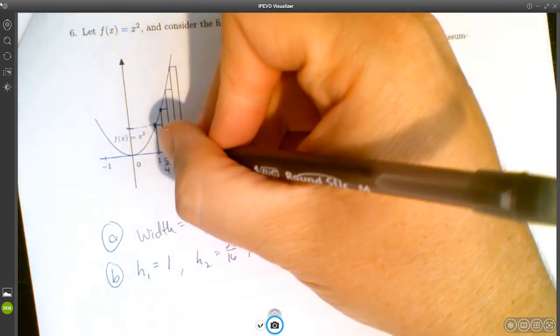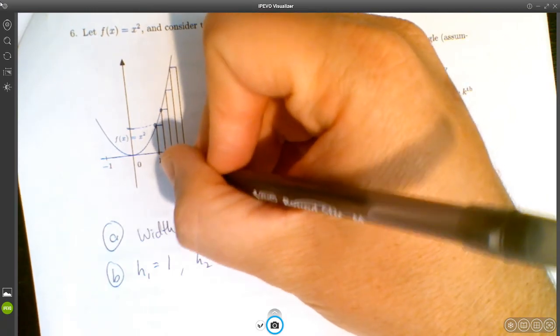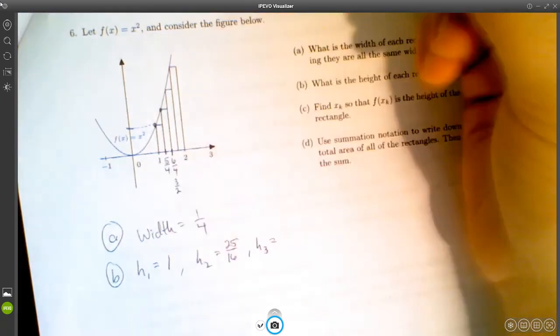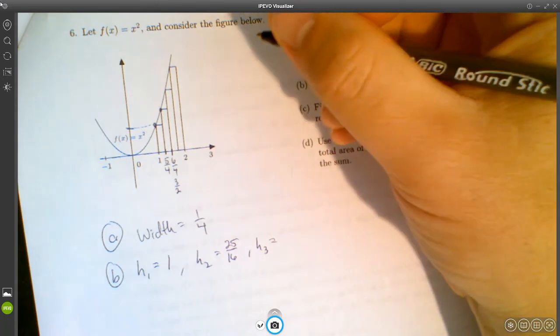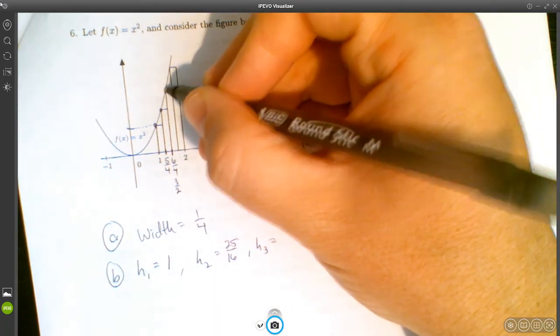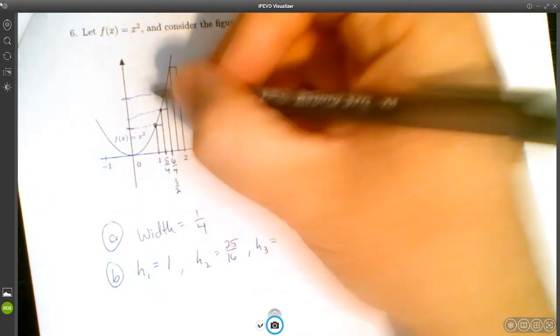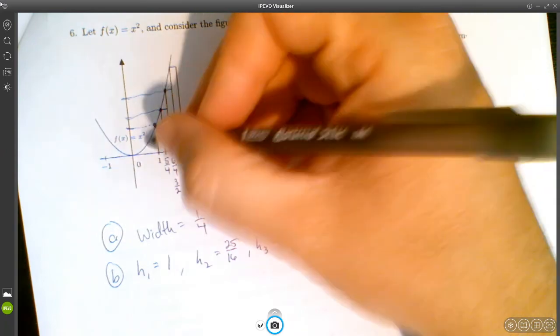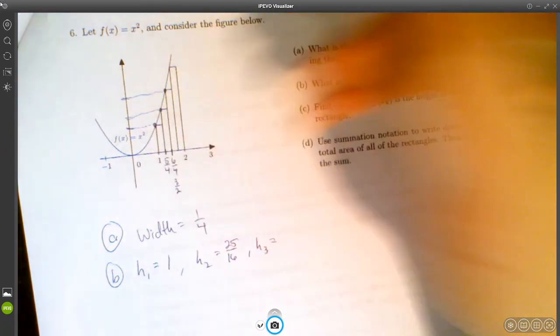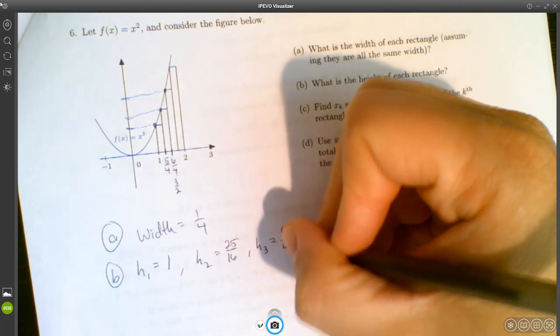h3. So this should be 6/4. Or if you like, you can call it 3/2. So the height of the rectangle is going to be the function value whenever x is equal to 3/2, right? So what is it? Well, 3/2 squared is 9/4, right? So the height of the third rectangle is 9/4.